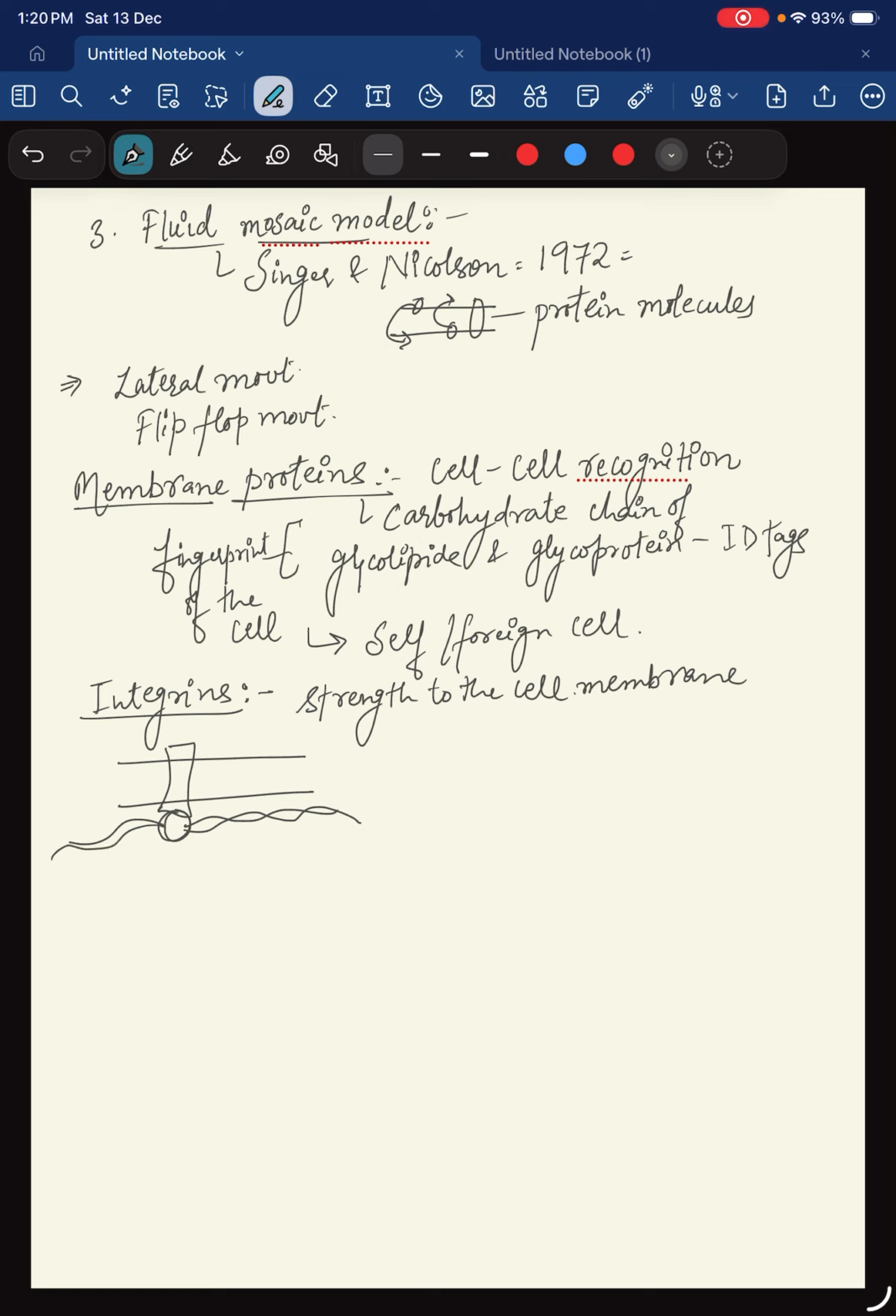This is the cytoplasm, and here is the extracellular surface, the extracellular fluid outside of the cell. So this cytoskeleton is connected by this integrin protein, and it is providing stability, flexibility and strength to the cell membrane, so that the cell maintains its shape.